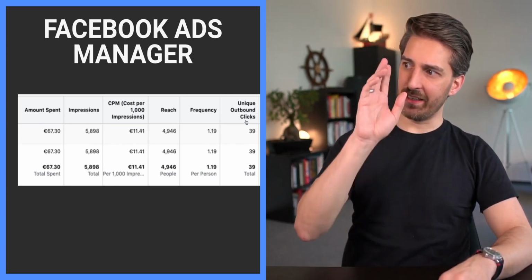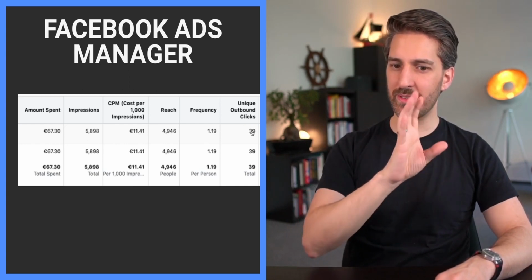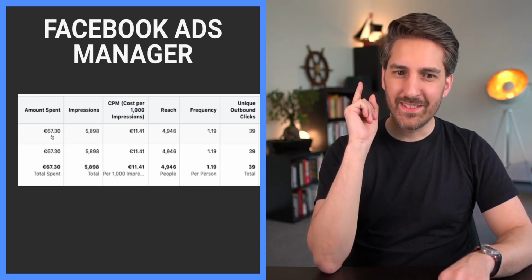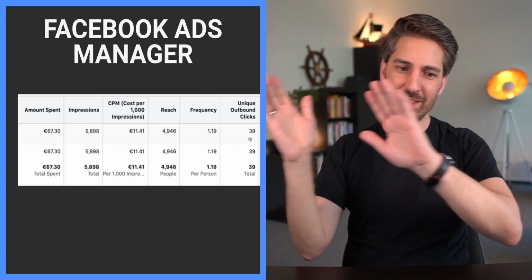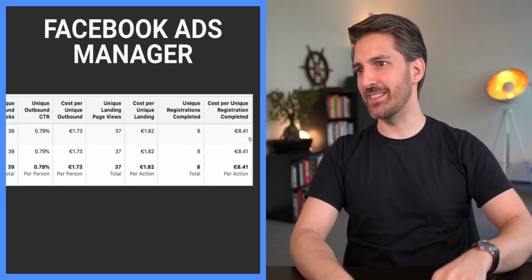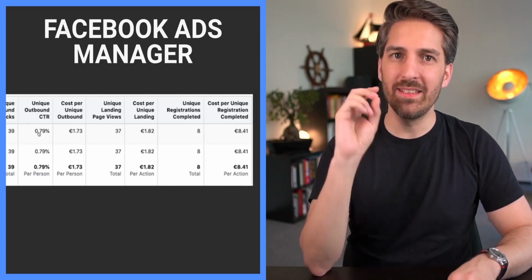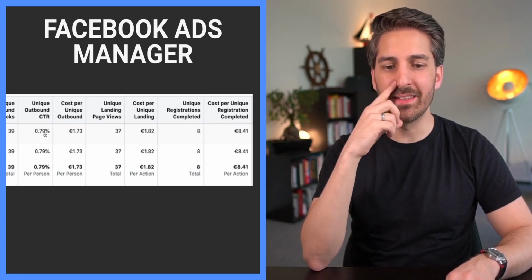And I see that I got 39 unique outbound clicks. So this is where we start to get into the funky business. So I paid 67 euro for 39 clicks. So how much is that? Let me just zoom it a little bit over to the other side. Here are the 39 outbound clicks. And only 0.78% click through. And I think this is the biggest problem.